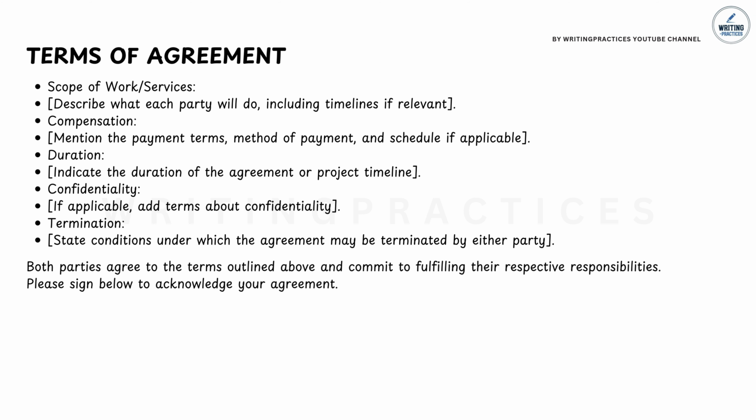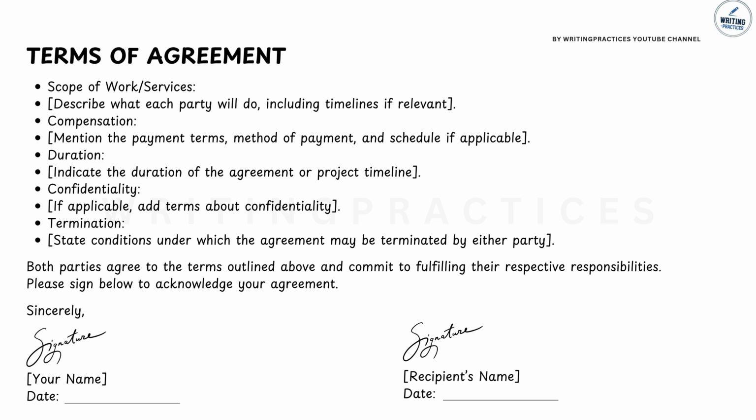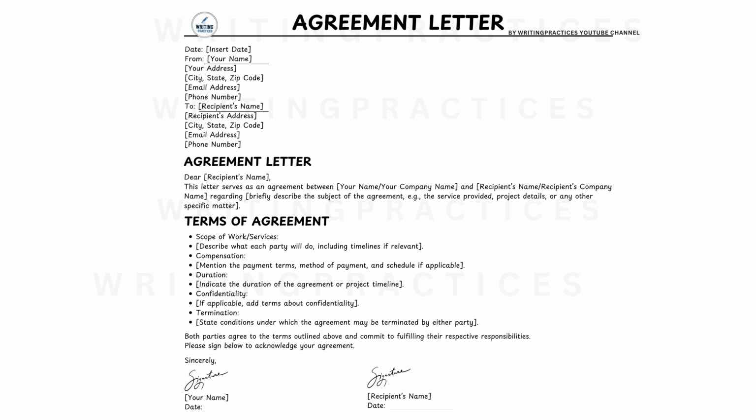Finally, we come to the signature lines. These should be placed at the bottom of the letter, side by side. Leave space for both parties to sign and include a spot for the date next to each signature. This shows that both parties have agreed to the terms and are officially signing the document.